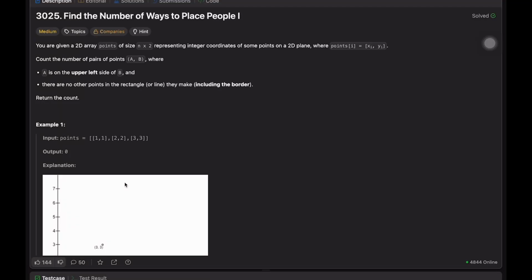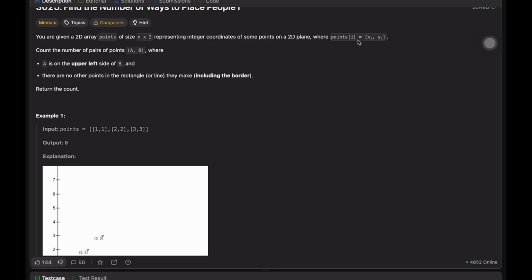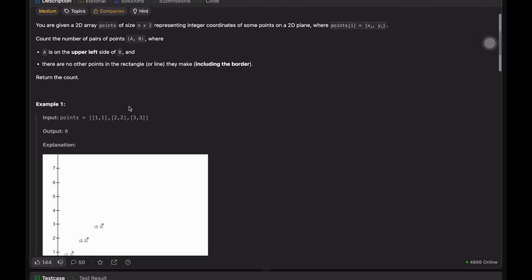Today we are going to solve the September Day 2 LeetCode challenge, which is find the number of ways to place people. They will be giving us a 2D array points of size n cross 2 representing the integer coordinates of some points on a 2D plane. So points of i will have x of i and y of i. We have to count the number of pairs of points A and B where A is on the upper left side of B and there are no points in the rectangle they make, including the border. Okay, we have to return the count.